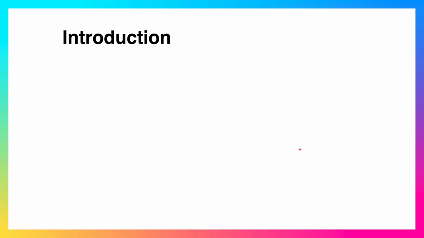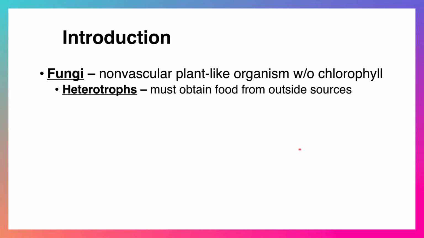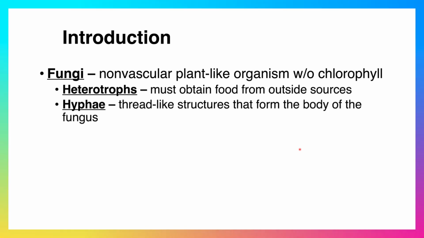The next group I want to talk about are the fungi. Fungi are non-vascular plants that do not have chlorophyll. Now, without chlorophyll, you cannot undergo photosynthesis, and so that tells you that fungi have to eat. They cannot produce their own food. So they're heterotrophs. They have to get their food from outside sources. The thread-like structures that form the body of the fungus are called hyphae, and the mass of hyphae is known as a mycelium.